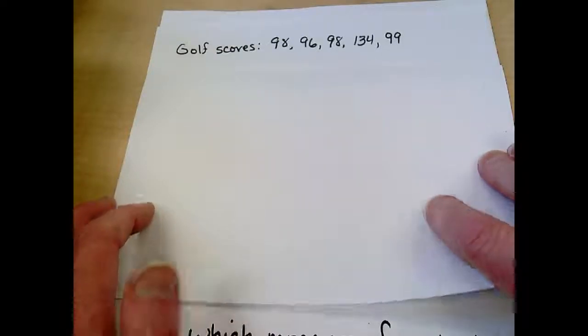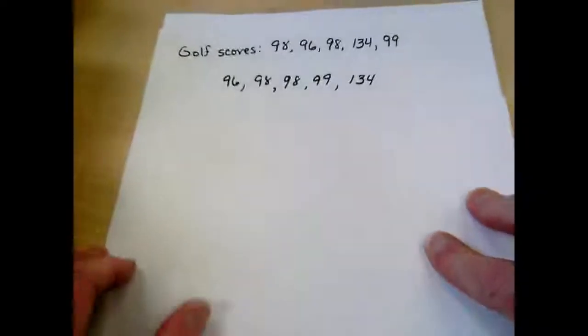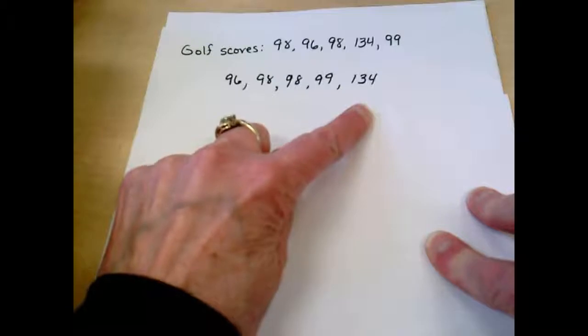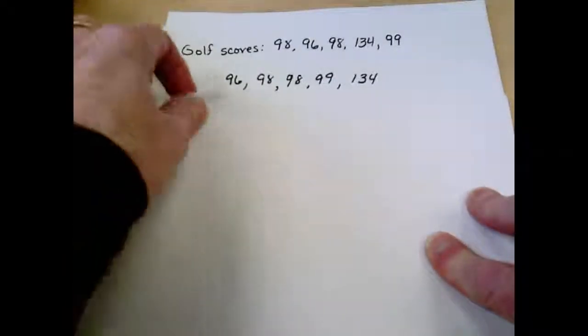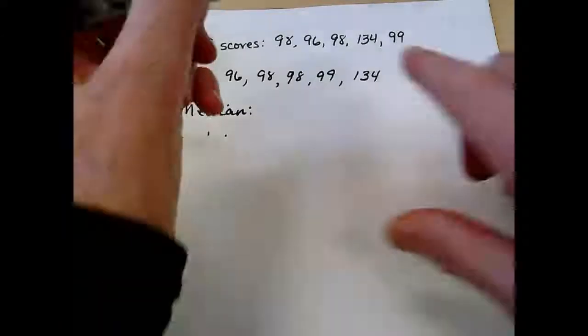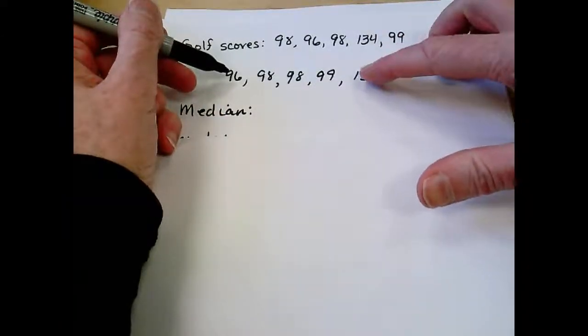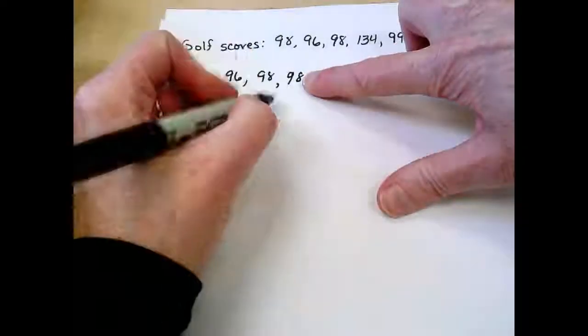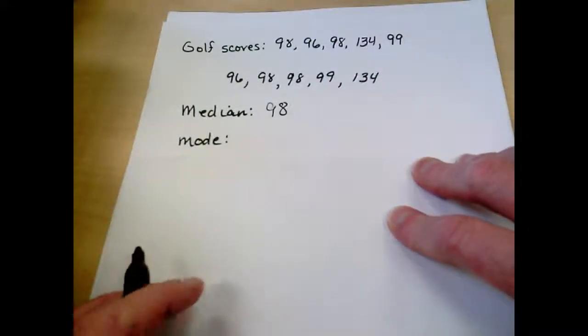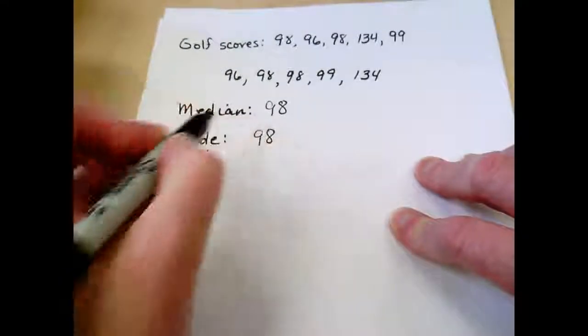So if I have a set of golf scores of 98, 96, 98, 134, and 99, first thing I want to do is put them in order. So 96 is the smallest, then 98, 98, 99, 134. If I'm to find my median, I start counting my numbers, and I always go from the left and the right. So 1, 2, so my median is 98.